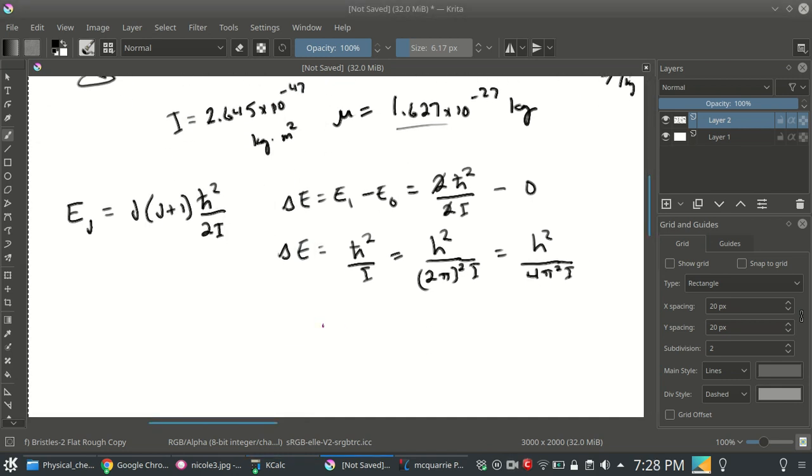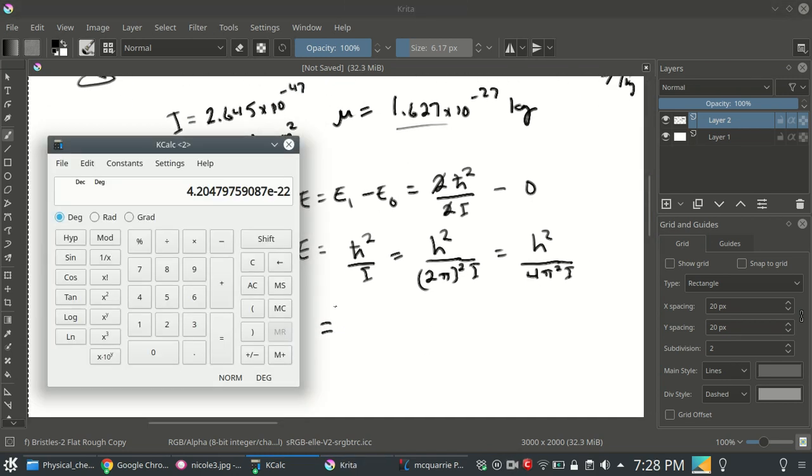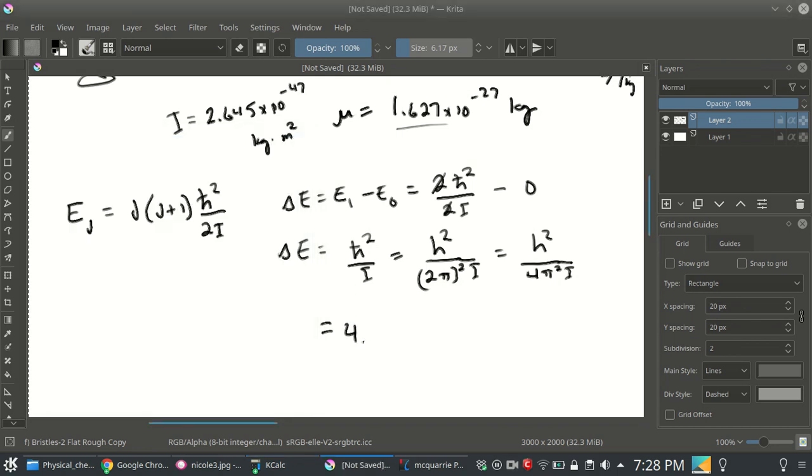Now there's a little problem here. I have 4.205 times 10 to the minus 22 joules. This is not the answer that your book has, but I do not know why your book has an answer that is exactly twice this answer. Your book says 8.4 something times 10 to the minus 22. That's 2 times this answer. I do not know why your book wants it to be 2 times this answer.